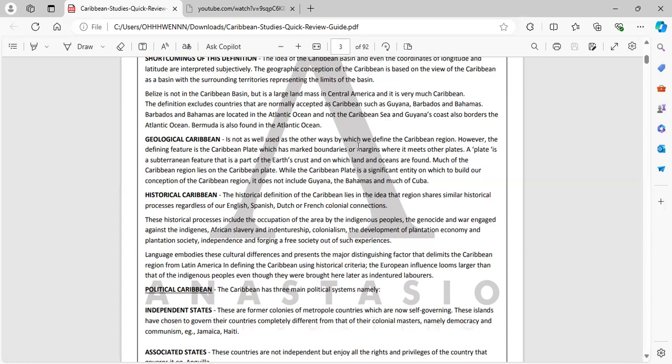But if we were using the geographic Caribbean definition to define the Caribbean only, you'd exclude those 3 countries. You get that? You copy that? Yes, sir.